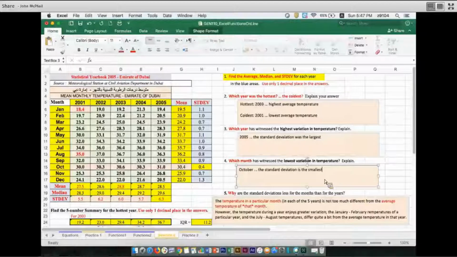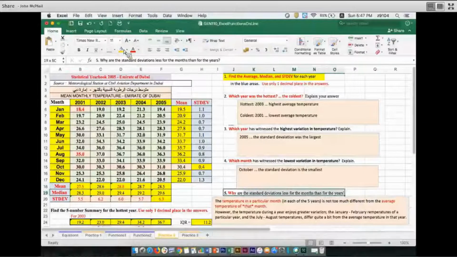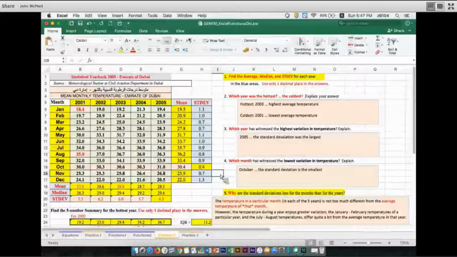And that brings us to the end of practice number 2. I have written a solution. Why are the standard deviations less for the months than for the years? Of course, every year, given a particular month, temperature is always roughly the same. But over the 12 months of the year, you can expect a larger variation. There. The end of practice number 2.